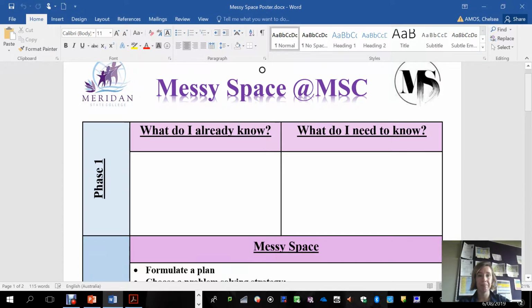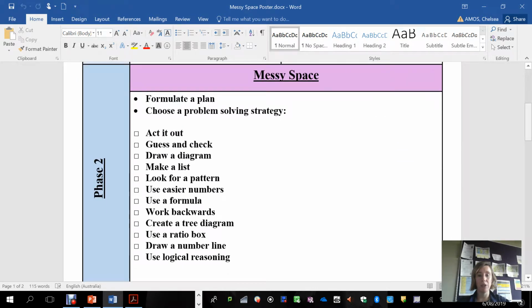From then, they move into phase 2, and phase 2 is our messy space, where students formulate a plan and they choose a problem-solving strategy. Now you can see there are 12 problem-solving strategies listed below, and these are a big focus for us in junior secondary numeracy program. However, you are not restricted to these 12. By engaging in messy space, the real aim is for students to put pen to paper, get messy, and have a go. And there are lots of different ways for students to solve a problem.